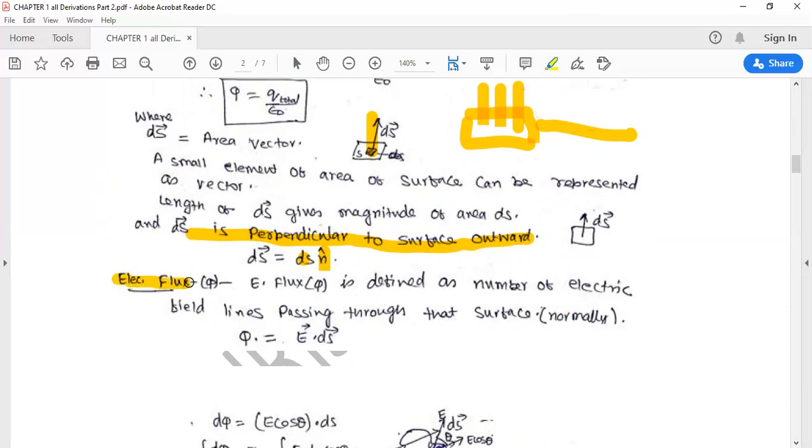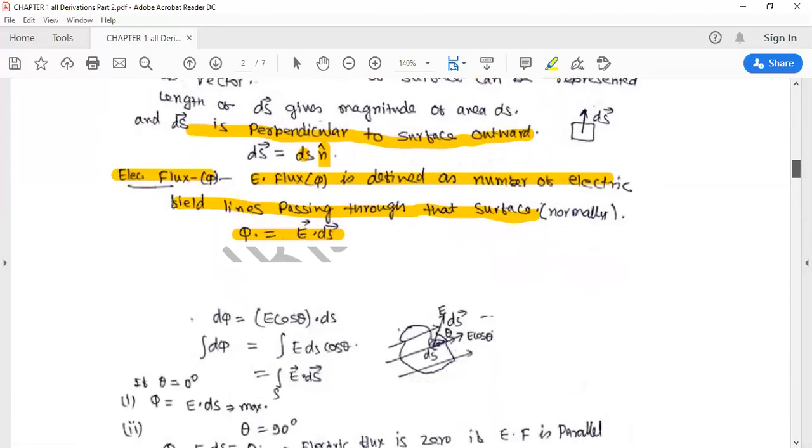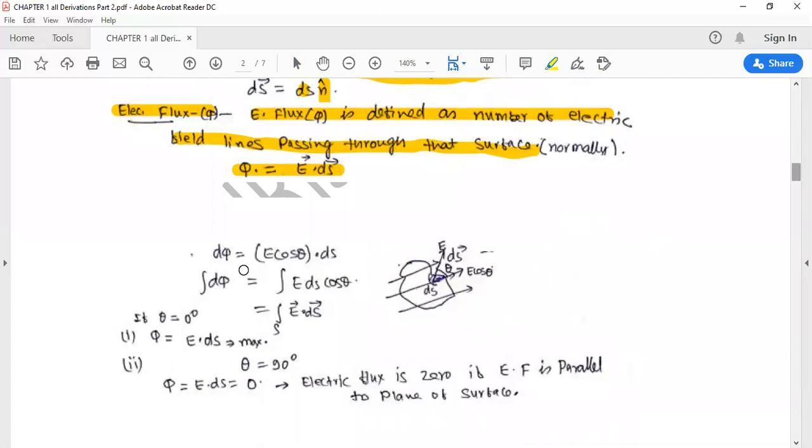Next, what do you mean by electric flux? Electric flux is defined as the number of electric field lines passing through the surface normally. So phi equal to E dot ds. How many lines pass through the surface normally? So this gives you electric flux. As we know, d phi equal to E cos theta into ds.